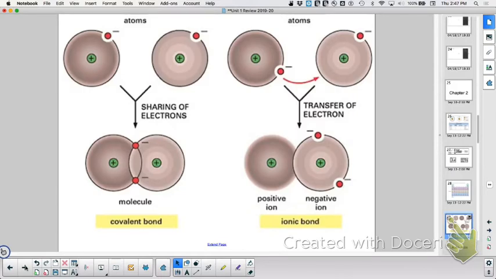When we talked about bonds, we talked about ionic and covalent. When you share a pair of electrons, that is called a what? Covalent bond. If I share one pair, it's called a single. If I share 2, it's a... Now, if I share a pair, if nobody has a stronger pull than the other, that is called a non-polar covalent.